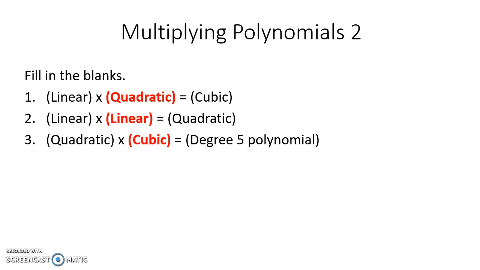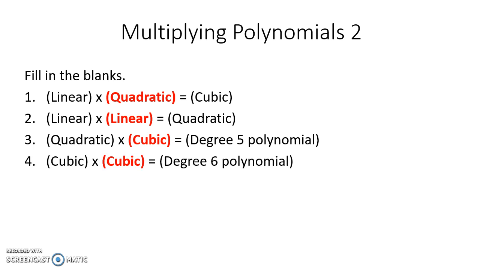If we start with a quadratic and we want a degree 5 polynomial, we need to multiply that quadratic by a cubic. And number 4, if we have a cubic and we want a degree 6 polynomial, we have to multiply it by a cubic. Again, this is very important for the next part of the lesson.